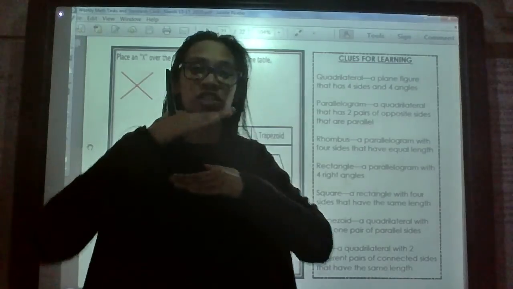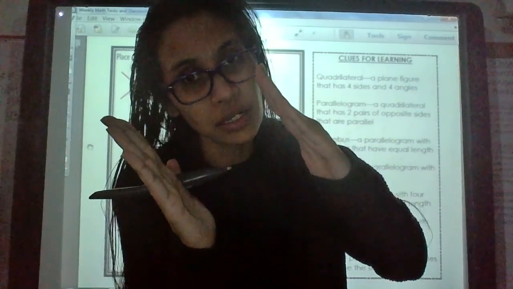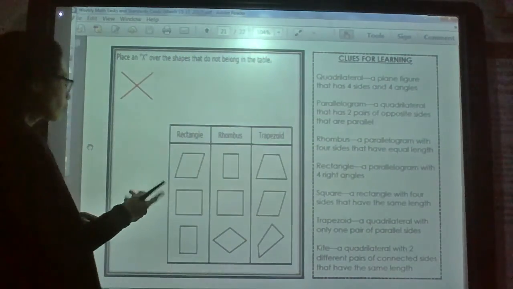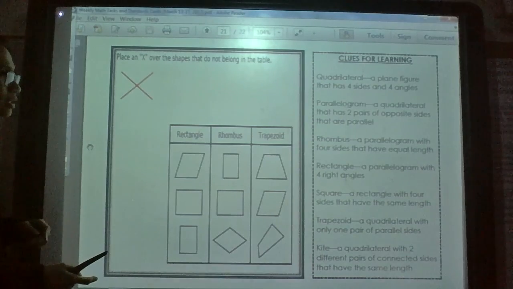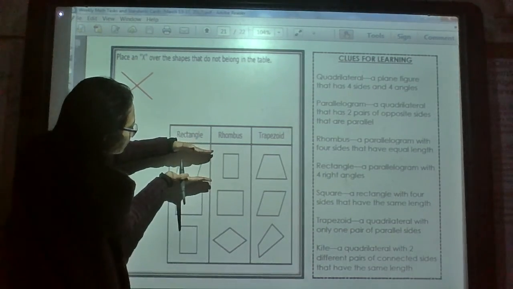That means these 2 are parallel, those 2 are parallel. Or it could go parallel, parallel. All right, so 2 sets that are parallel. Is this a parallelogram? Yes, because look, bam, parallel, parallel.